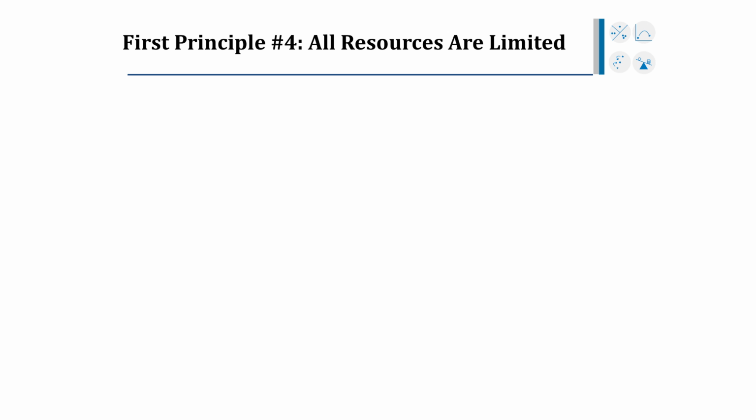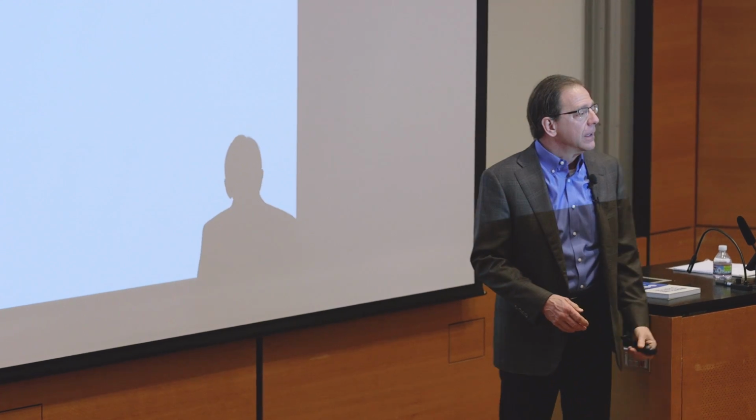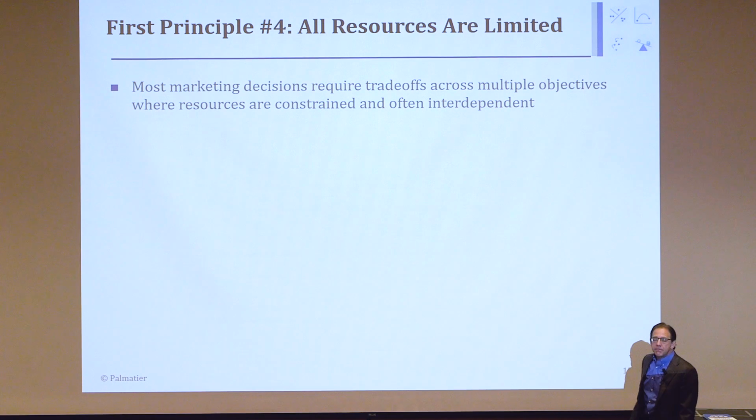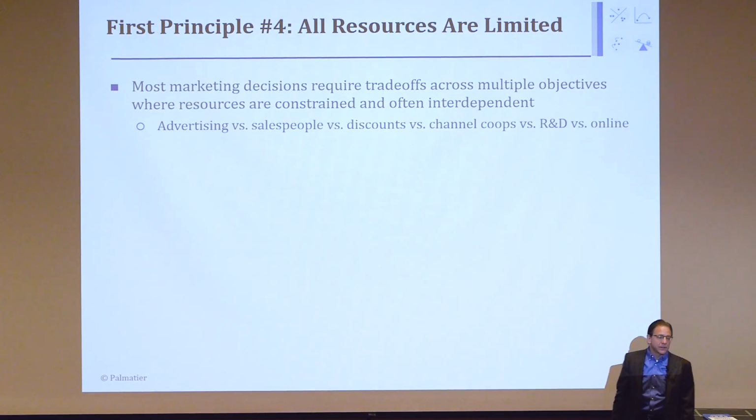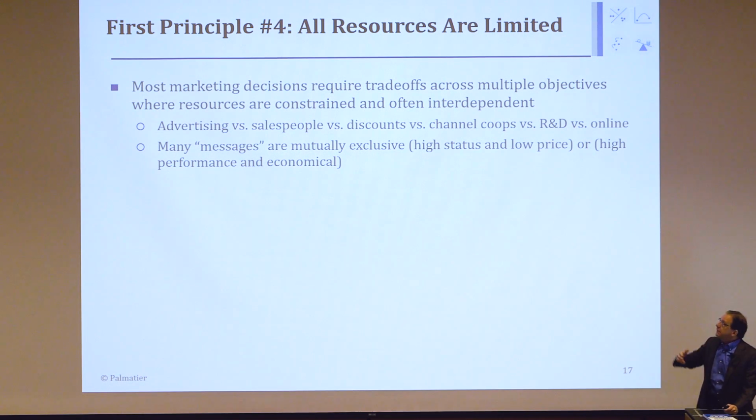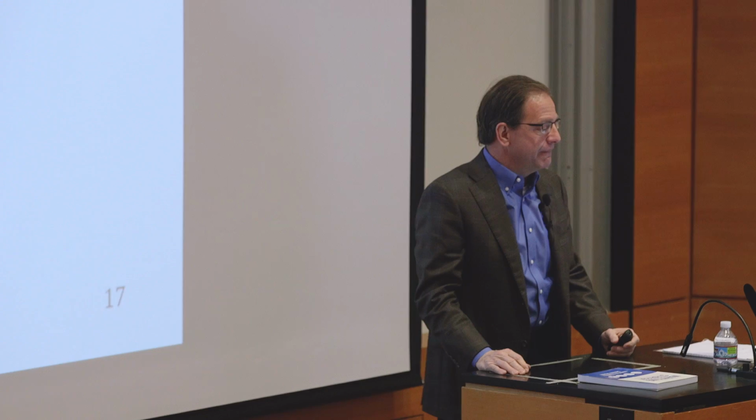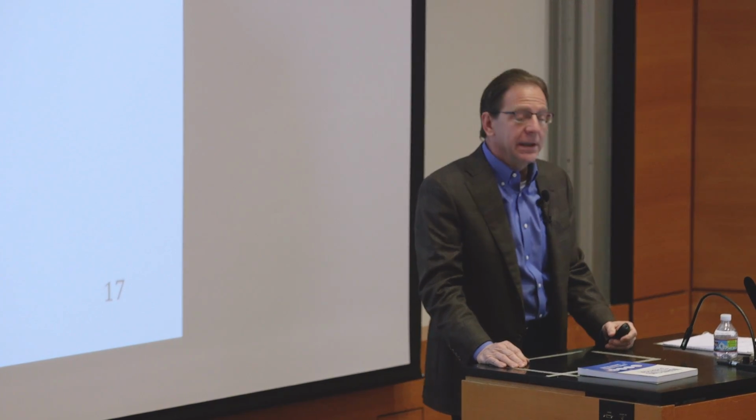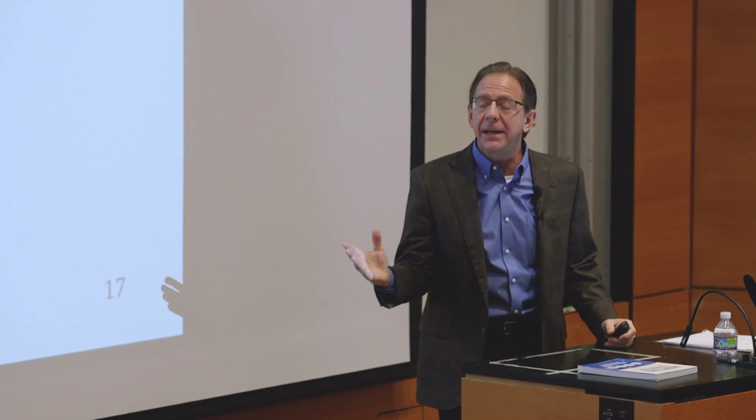Now we're going to look at the fourth and last market principle, which is the idea that all resources are limited. So if you look at it, most marketing decisions require trade-offs across multiple objectives. Let's think of some of these objectives. It could be you have a certain budget. You could spend it on advertising, salespeople, discounts to customers, R&D, channel co-ops, many, many examples.